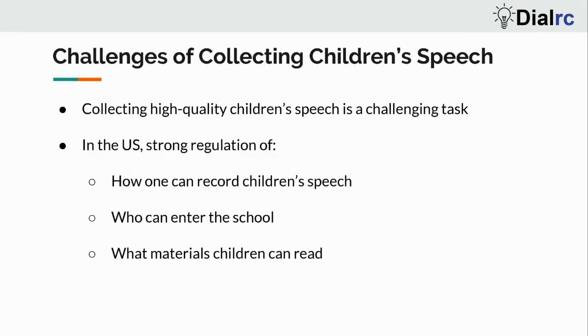Okay, so now we have a basic idea about Dialport, and now let's go to children's speech. Collecting high-quality children's speech in conversation is a very important data set, but it's also quite challenging. Especially in the US, there are strong regulations for research labs collecting children's data. There are strong regulations on how one can record children's speech, who can enter the school to record children, and what kind of material the children can read as part of the data set. So you have to get permission for all of those. Usually there's a lot of paperwork and a lot of complications.